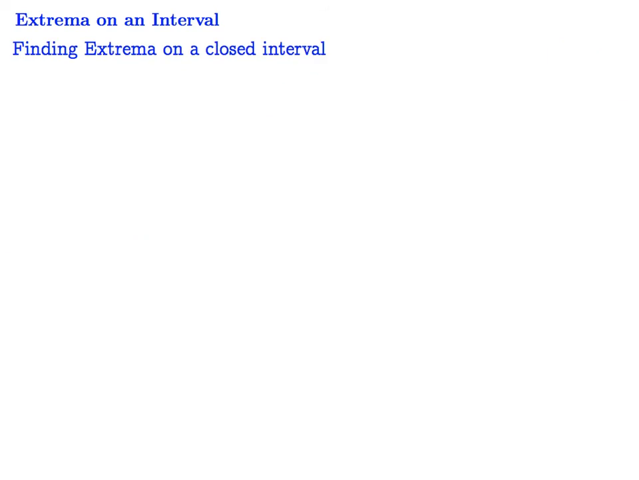So let's put this all together and actually find some extrema on a closed interval. Let's go ahead and try to find the max and min of f of x equals x squared minus 2x on the interval [0, 4], and we're going to try to do this without looking at the graph.